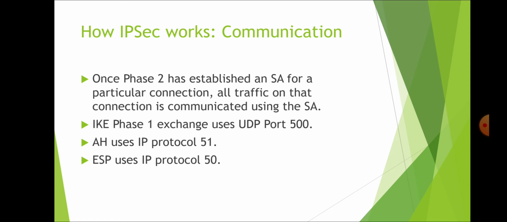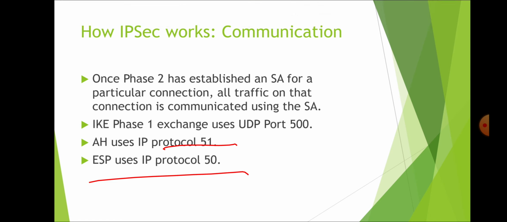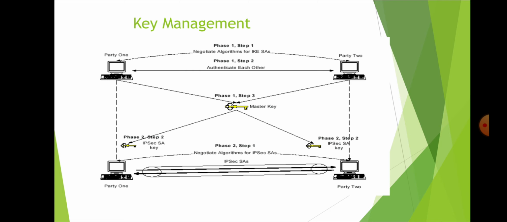Now how exactly does the IP security communication happen? Once phase 2 has established an SA for a particular connection, all traffic on that connection is communicated using the SA, and IKE phase 1 exchange uses UDP port 500. So User Datagram Protocol and port number 500 are used. AH uses IP protocol 51, and ESP uses IP protocol 50. This is how the communication happens in IP security using the AH protocol and ESP protocol.